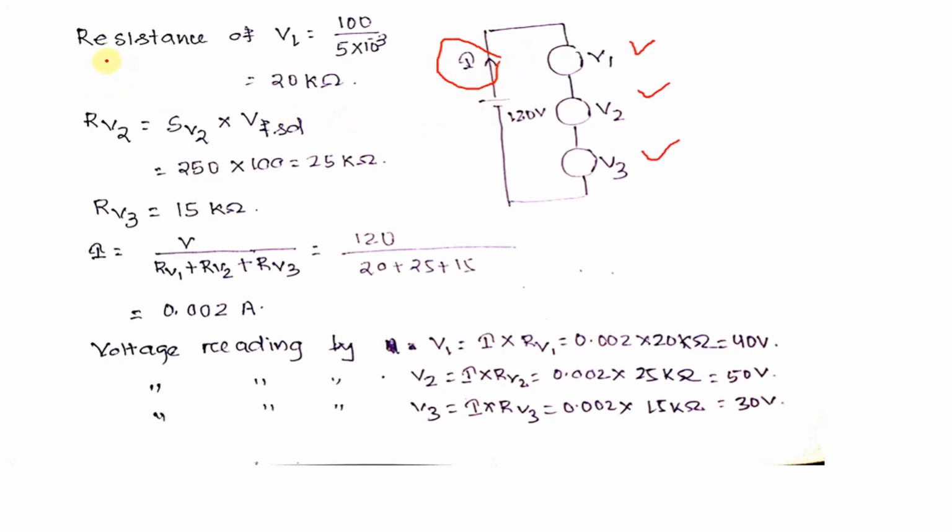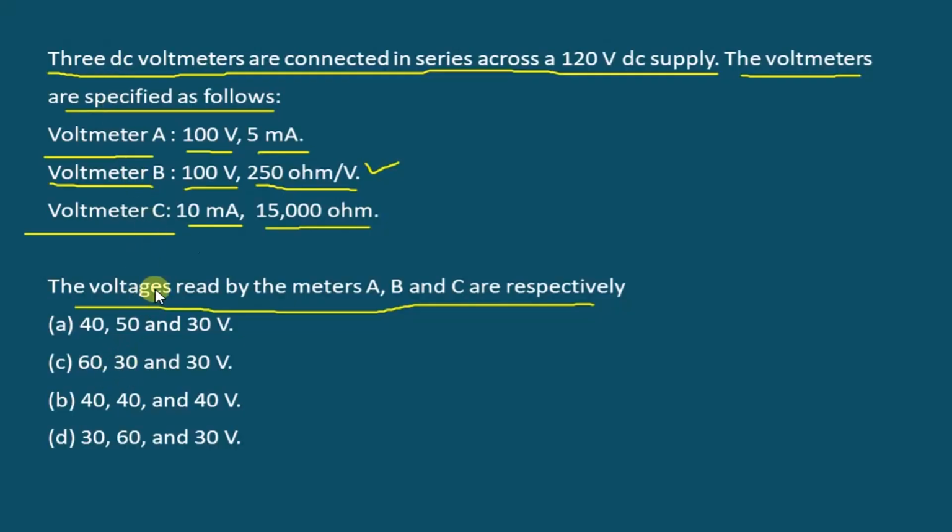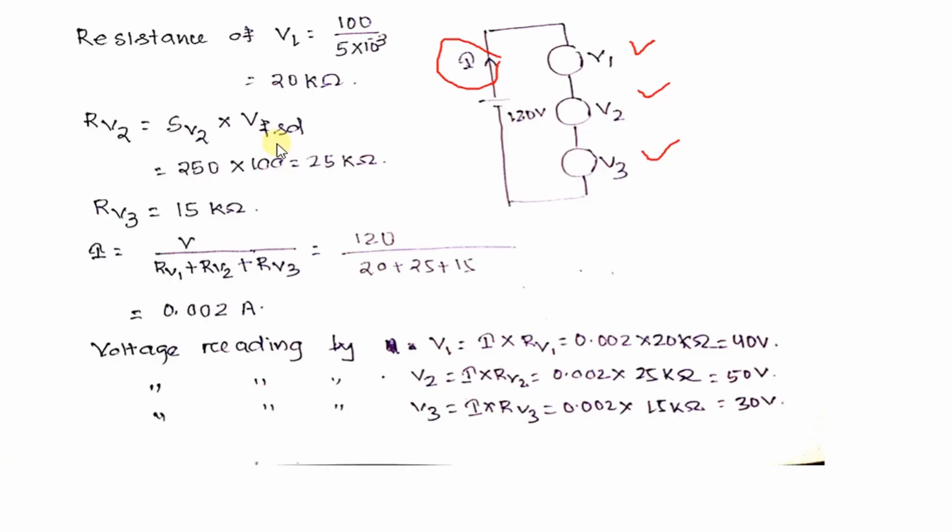The resistance of voltmeter 1: the voltage and the current are asked. In voltmeter 1, the VFSD and IFSD are given. So by that we can calculate the resistance of V1. That is the voltage divided by current, so 20 kilo ohm. In the second voltmeter, the sensitivity is given and the voltage full scale deflection is also given. So the resistance will be sensitivity into voltage, that is 250 into 100, that is 25 kilo ohm.